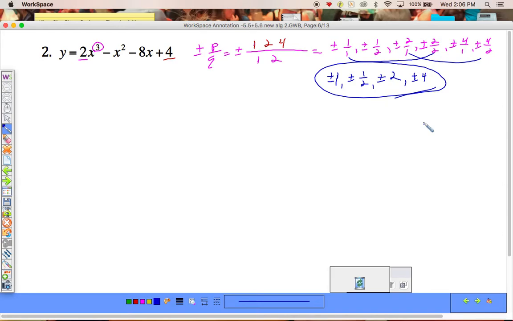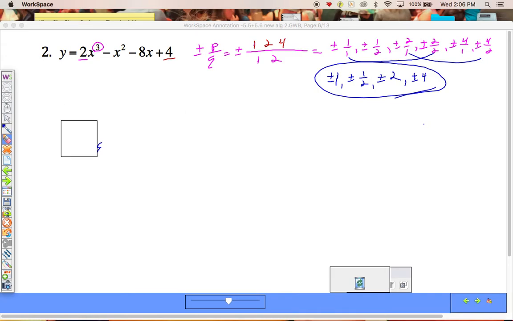All right, so I'm just going to try some numbers. I'm going to try positive 4, with 2, negative 1, negative 8, 4. Synthetically divide. All right, that's not going to work because my number's going to get way too big. So let's try something else.